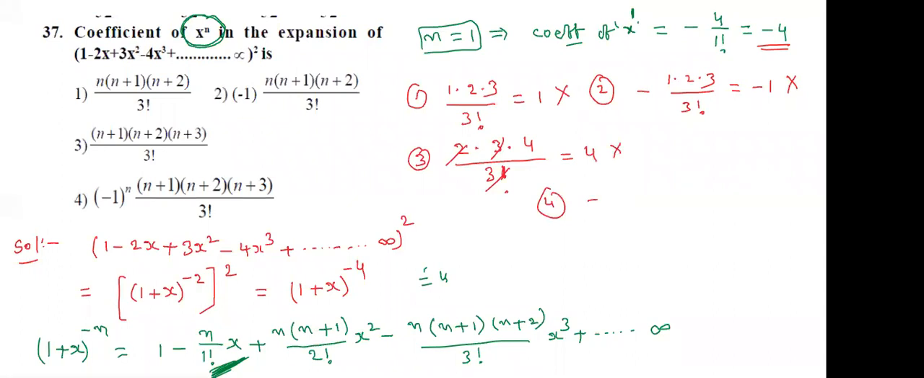Minus 1 whole power 1, that is minus 1 into 2, 3, 4 divided by 3 factorial. Overall, see the calculation, we get the answer minus 4 only. So by the verification method, we got the fourth option. Students, have you understood now?